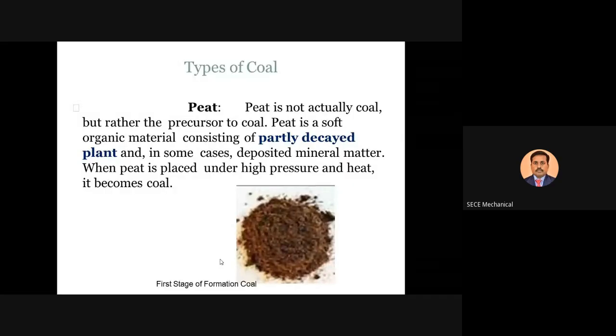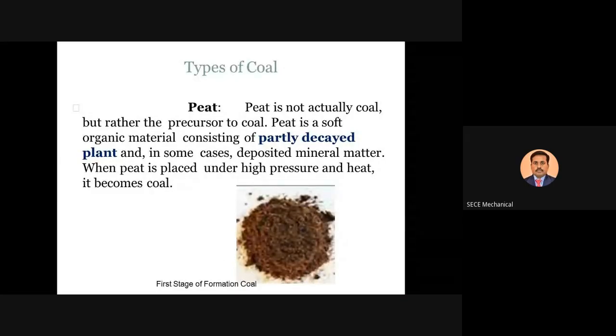Over a period of so many years, with high pressure and heat, the partially decayed plant is converted into peat. So it is not actually a coal, but it is a precursor of coal. This is the initial state of coal formation, which we can call peat. So this is also one type of coal. It is the initial stage of a coal.